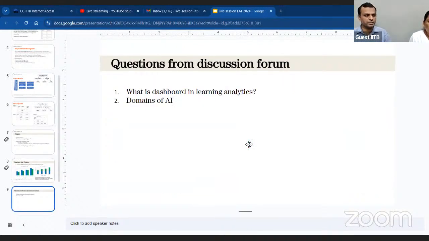So now I'll go to a couple of questions which we got from the discussion forum of the course. Please post your questions there, and we can answer them. It says: why is dashboard in learning analytics? If you look at the definition of learning analytics, it is to design metrics, measure the data, and analyze the data so that we can understand the students' learning processes, provide a scaffold, or provide some kind of feedback so the students can learn better.